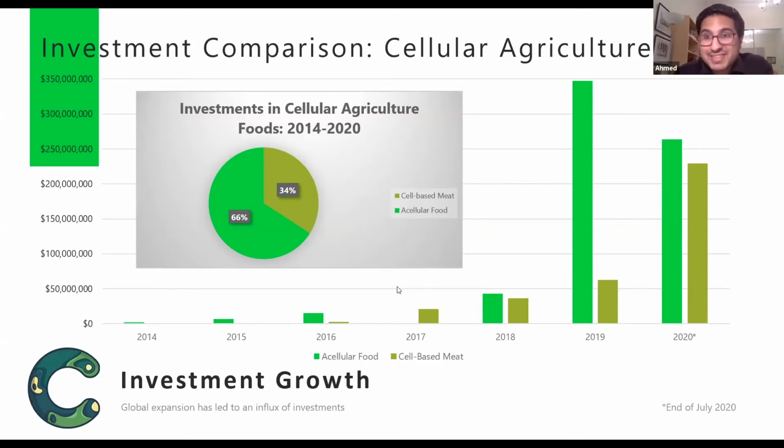2019 was a big year for cell-based meat companies in terms of investments. In 2019, investment totaled more than all investments in the field to that point in time, and 2020 has more than doubled that. It'd be interesting to see if 2020 would be the first year, excluding 2017, where cell-based meat investments may be more than acellular food company investments.